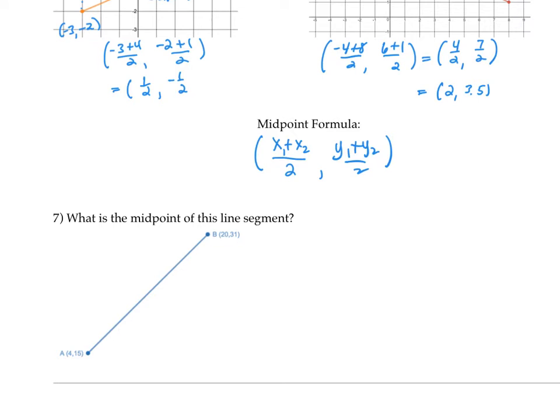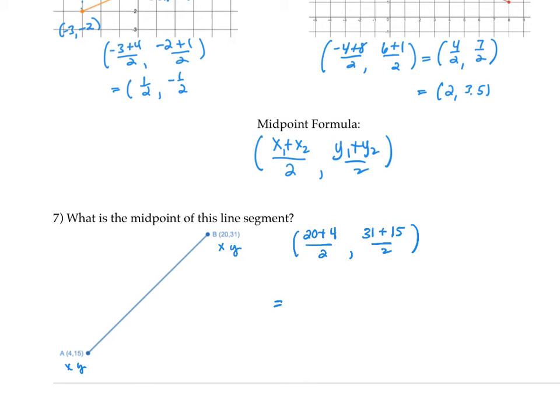Okay, so now that we know the midpoint formula, we don't really need to have a graph, but we do have a picture here. Keep in mind that these two coordinates are x values and y values. Here's an x, here's a y. So plug them into our midpoint formula. We'll take 20 for this first x, plus 4, then divide it by 2. Then take the y's, 31 plus 15, and divide by 2.